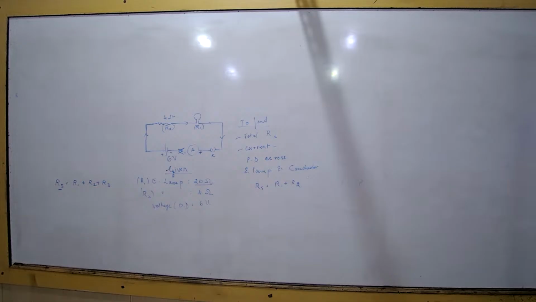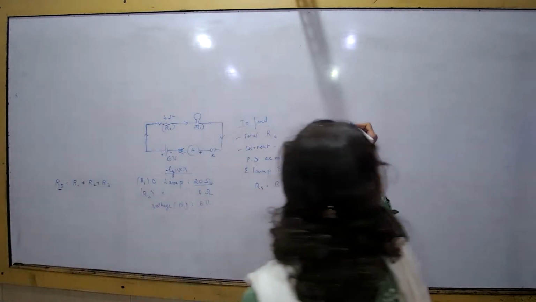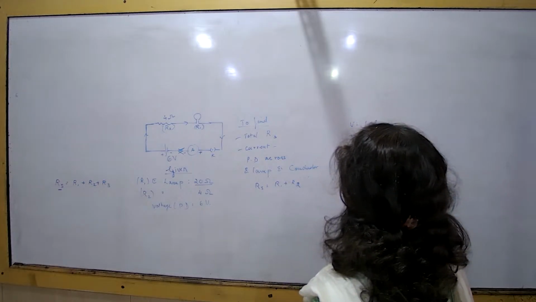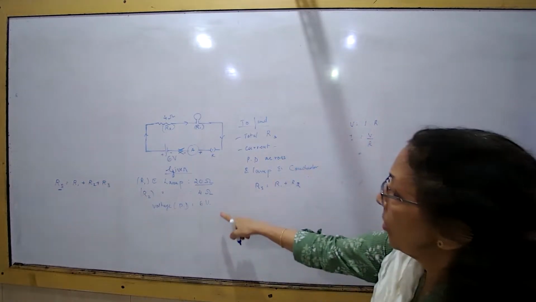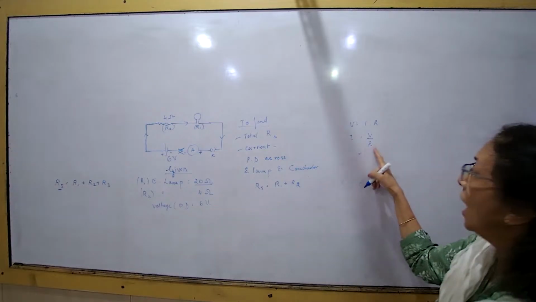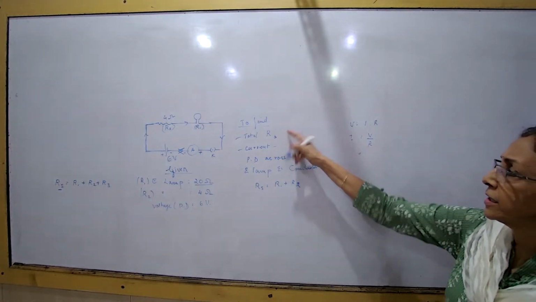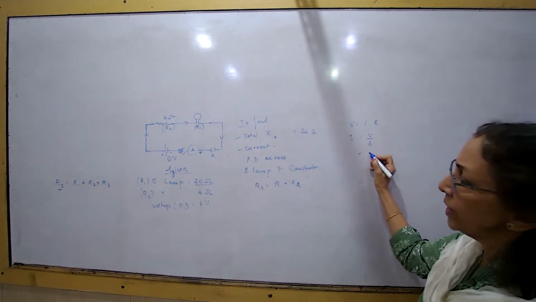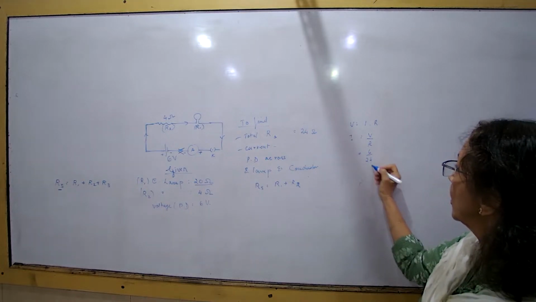How can we find out the current? Which formula will we use? Ohm's law. So by using Ohm's law, V is equal to I into R, so I is equal to V upon R. R we already know, we have already calculated it is 24 ohms. So V is 6 upon 24.